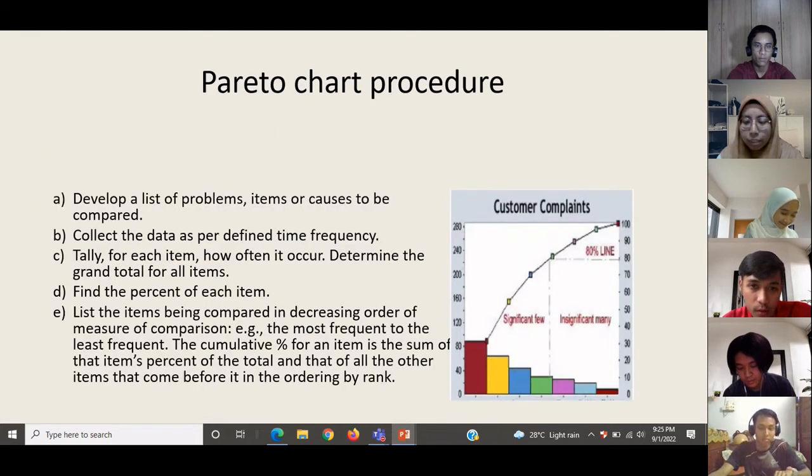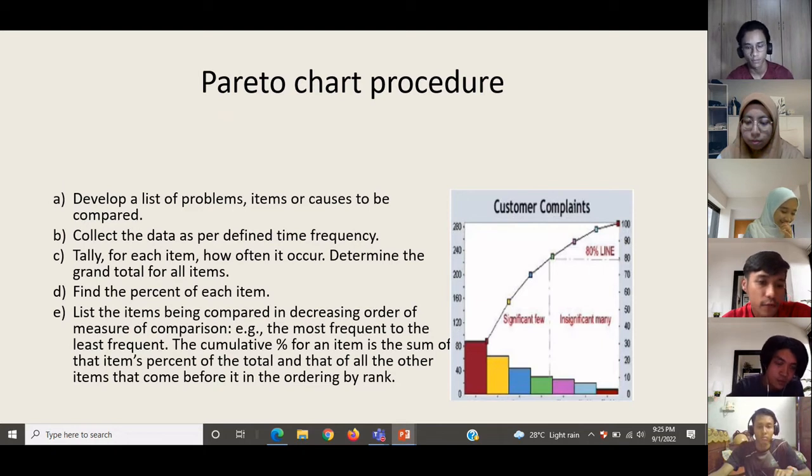So here is the Pareto chart procedure. First, develop a list of problems, items or costs to be compared. Then collect the data as per the defined time frequency. Then tally for each item how often it occurs. Determine the grand total of all items.